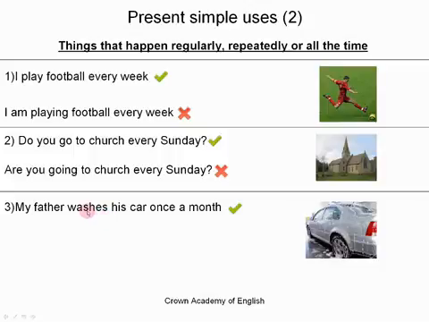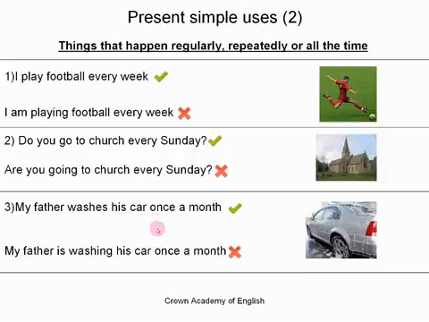Because the infinitive of the verb ends in sh, for the third person singular we add es. Okay, we don't just add an s, we add es to the end. So my father washes his car once a month. And again, because we're talking about once a month, we do not use the present continuous form. So this sentence here at the bottom is wrong. We cannot say, my father is washing his car once a month.